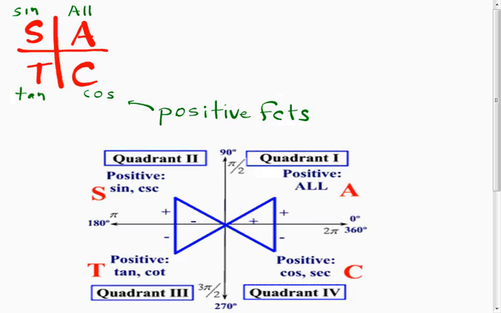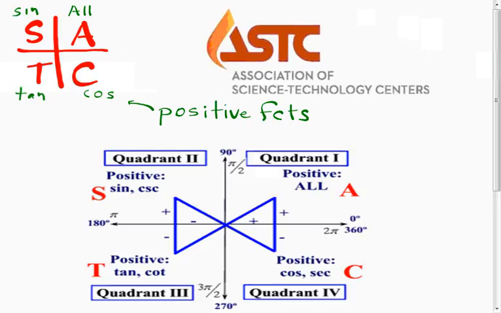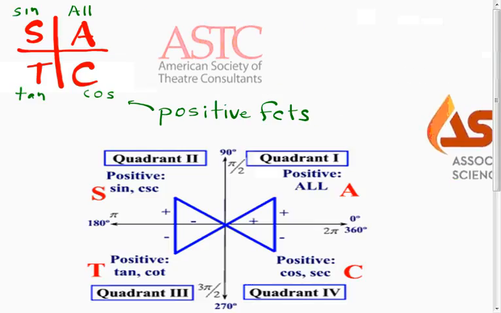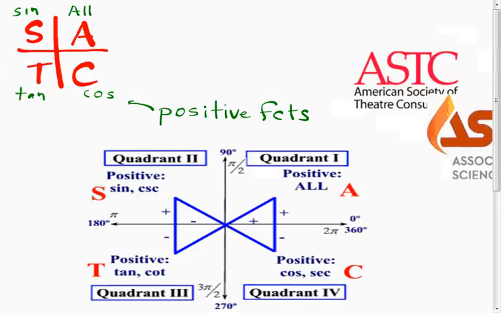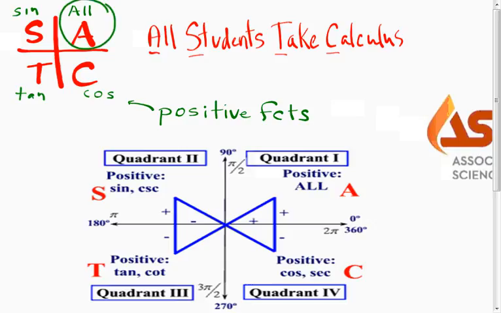The signs here, all students take calculus, all right? ASTC. It does not stand for the Association of Science Technology Centers. It does not stand for the American Society of Theater Consultants. We've been talking about it in that last slide. All students take calculus, and it's a shortcut for which trig functions are positive in that quadrant. So in quadrant 1, all the functions are positive. I also have it down here.